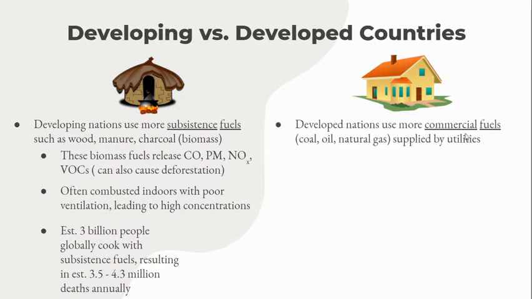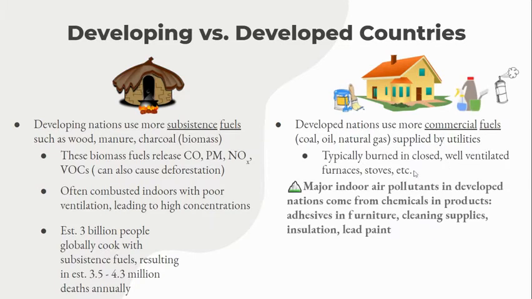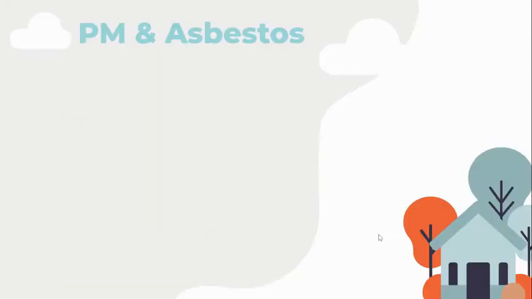But in developed nations, it's slightly different. We use more commercial fuels, oil, coal, and natural gas supplied by utilities, but this is burned in closed, well-ventilated furnaces or stoves. So this can create its own problems as well. The major indoor air pollutants in developed nations come from chemicals in products: adhesives in furniture, cleaning supplies, insulation, and lead paint. So, as we've said before in the previous video, feel free to pause and go back. You're creating an outline for the chapter readings that are coming after this.